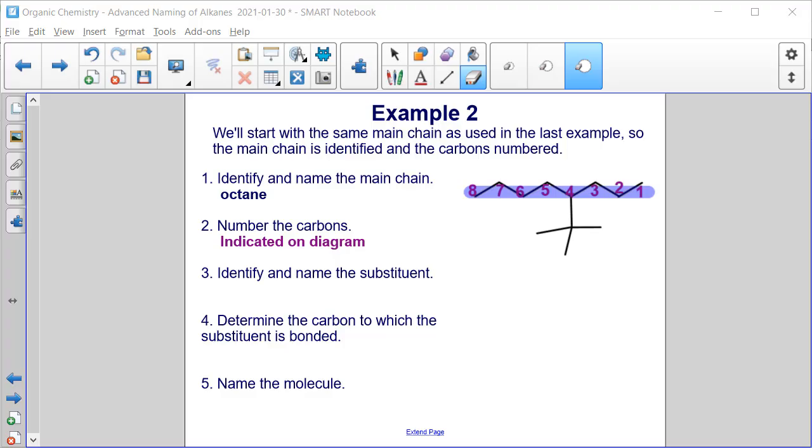All right, in example 2, we're going to start with the same main chain as used in the last example to try to save ourselves some time. So I've left the main chain highlighted and identified as octane, and the numbers on each of the carbons 1 through 8. So we're on step 3 now, where we identify and name the substituents.